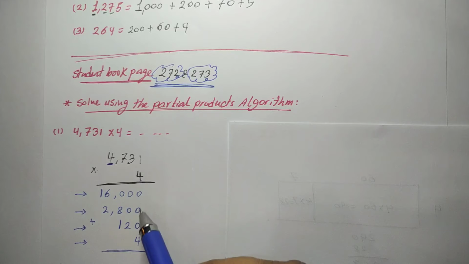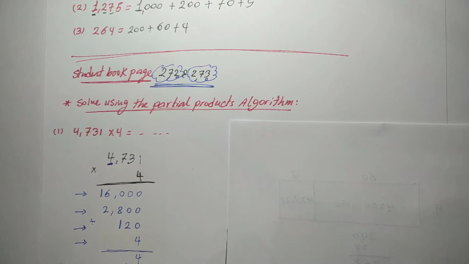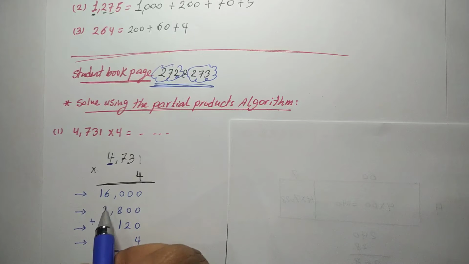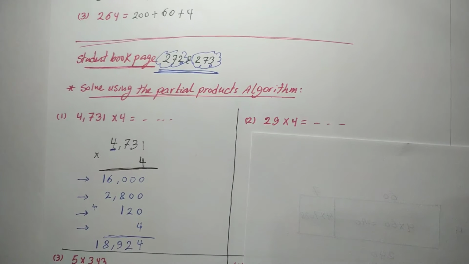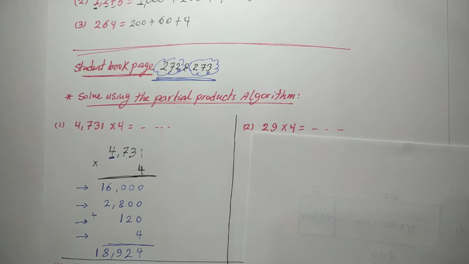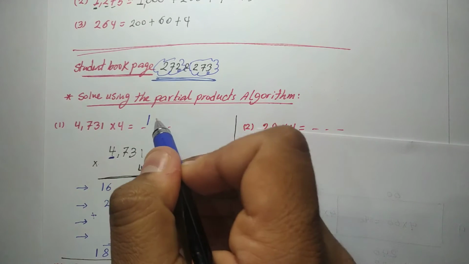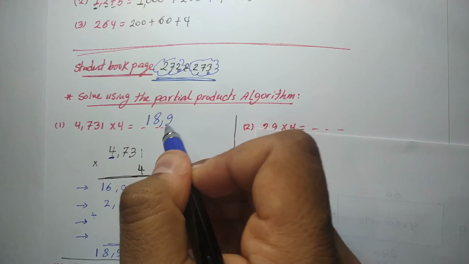0 plus 0 plus 0 plus 4, 4. 0 plus 0 plus 2, it will be 2. 0 plus 8 plus 1, it will be 9. 6 plus 2, it will be 8, and drop the 1. And the answer will be 18,924.